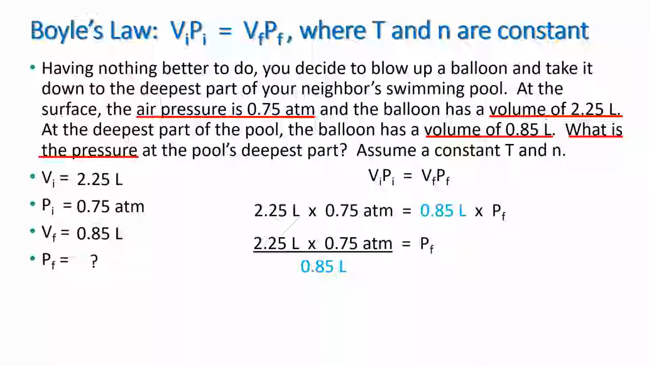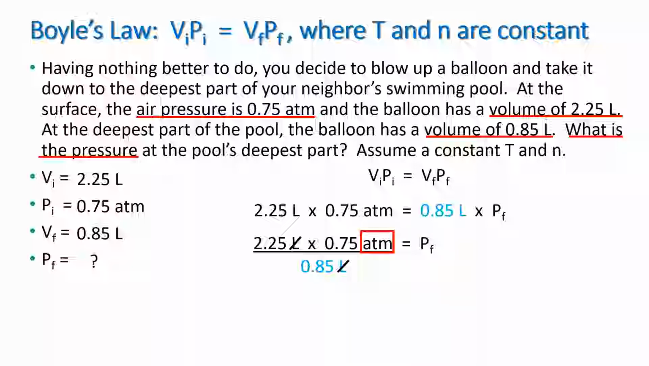Now, when I have a problem that's written as a fraction, it's a good idea to check to see if you have any terms that appear in both the denominator and the numerator, because if you do, you can cross those terms right out. And in this scenario, we have the units of liter that appear both in the denominator and the numerator, so we can cancel both of these out. And now we're left with the unit of atmosphere.